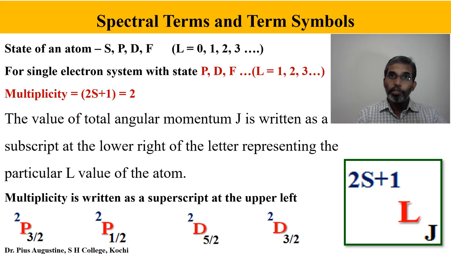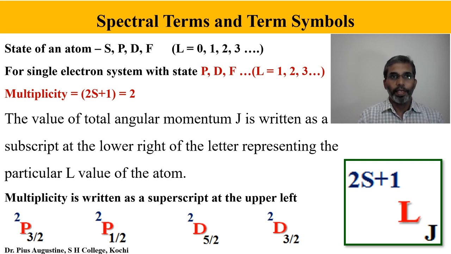For the S state, L is equal to 0 and there is no multiplicity; J has only one value, and hence there is only one energy state, because the energy state is decided by the J value, not L or ML. For a single electron atomic system in P, D or F states, the multiplicity is given by 2S plus 1, because L is more than S. Then 2 into half plus 1 is equal to 2. So there will be 2 J values, L plus S and L minus S, and hence 2 different energy states would be possible.